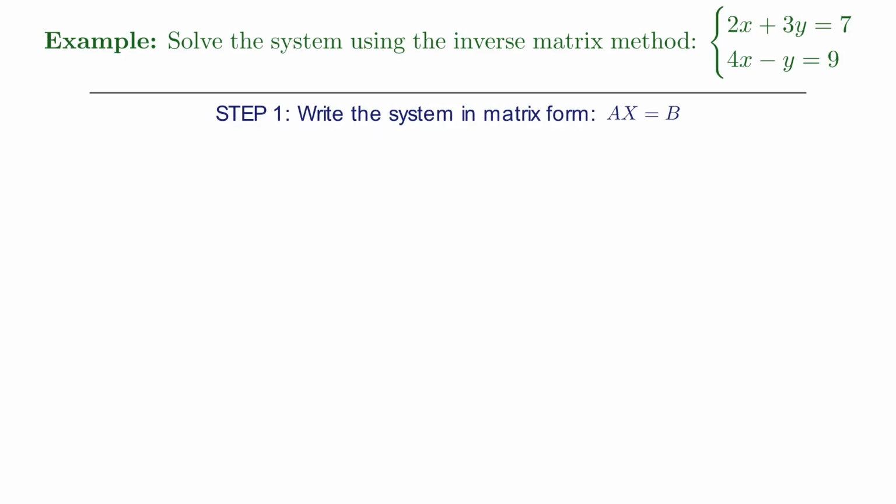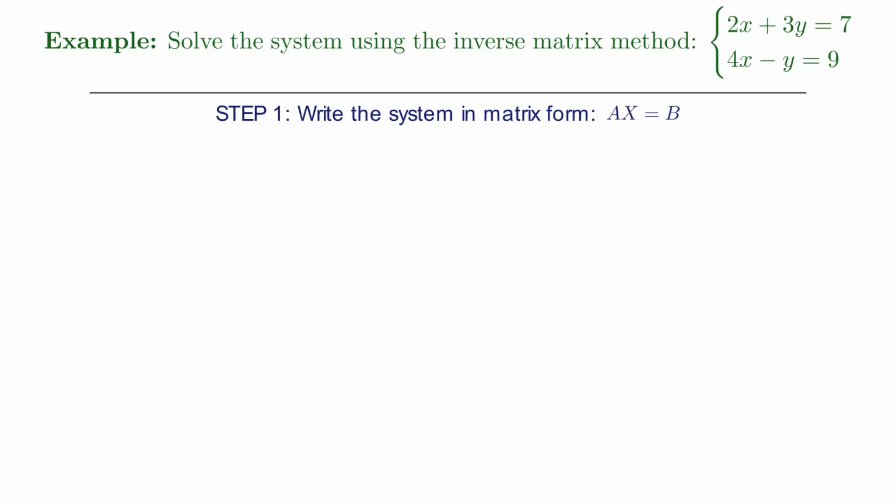So here, A is the coefficient matrix, which is the numbers multiplying the variables. X is the variable matrix, which contains the variables themselves, and B is our constant matrix, which is the numbers from the right-hand side. To get the coefficient matrix, we have to make sure that we have the same order of the variables in each of the simultaneous equations. So here we have the x's and then the y's in both equations.